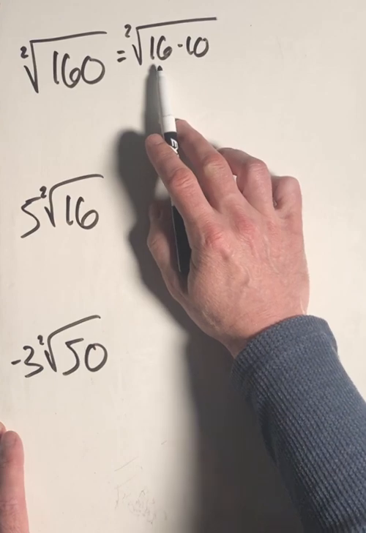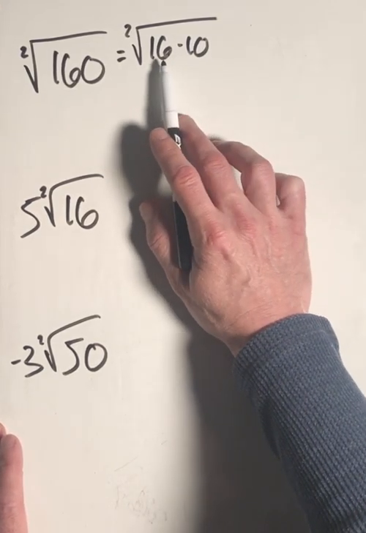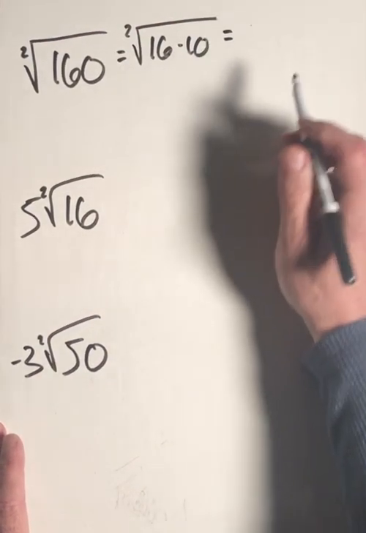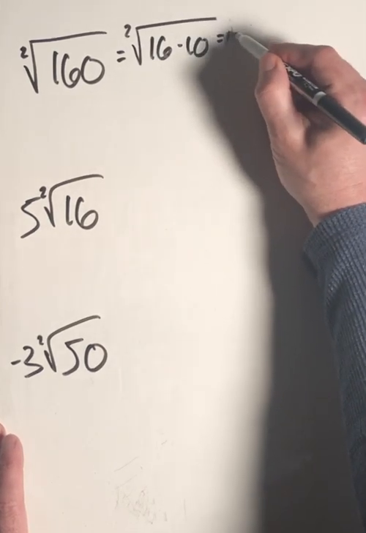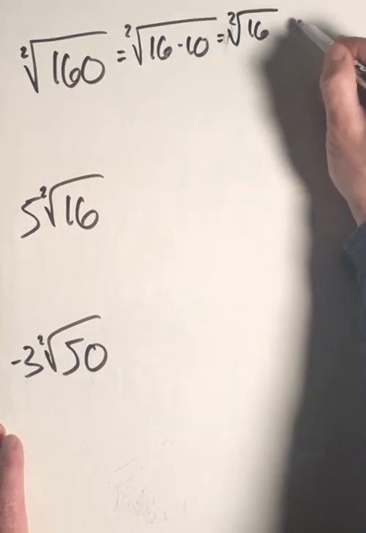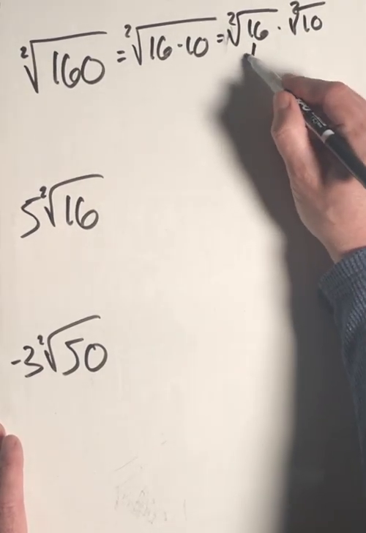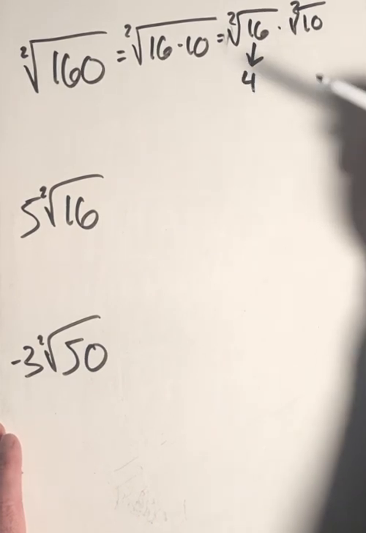And I know 16 is a perfect square. 10 is not, but that's okay. I'm trying to eliminate perfect square factors from here and extract them or remove them from the radical. So the square root of 16 times 10 can be rewritten as the square root of 16 times the square root of 10. The square root of 16 factors into 4, or simplifies to 4.